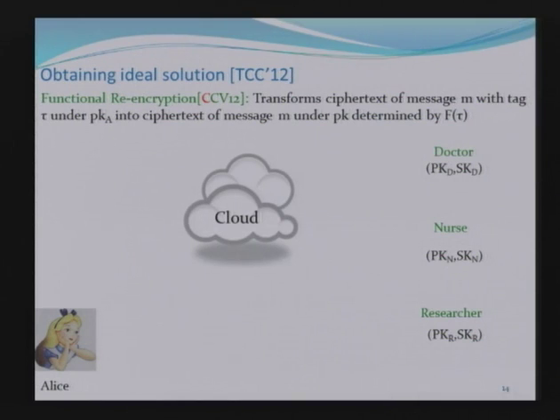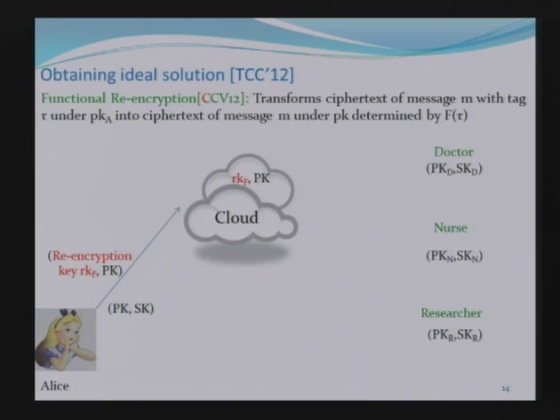We have the recipients, the doctor, nurse, and researcher, who have their own public key, secret key pairs. Now, the advantage of functional re-encryption is that we don't need to give them any specific kind of keys or anything. They have their own public key, secret key pairs. We're going to make use of that.